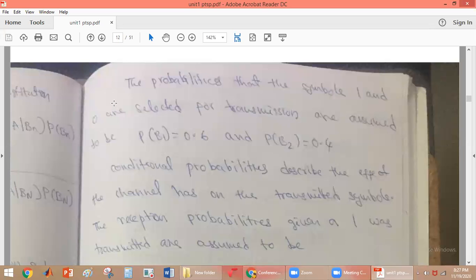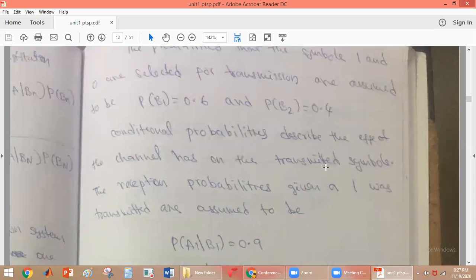Now it is given the probability of sending 1. What is b1? It is sending 1. Probability of sending 1 is 0.6. Probability of sending 0, that is b2, is 0.4. These are given in the problem.